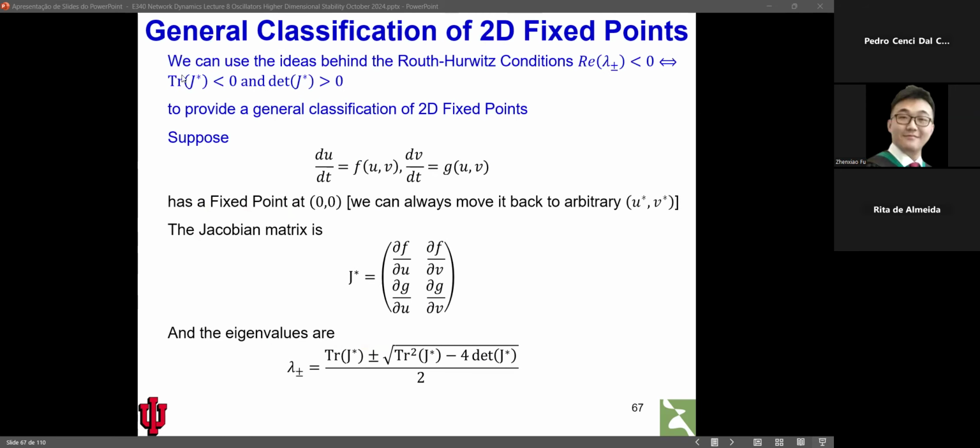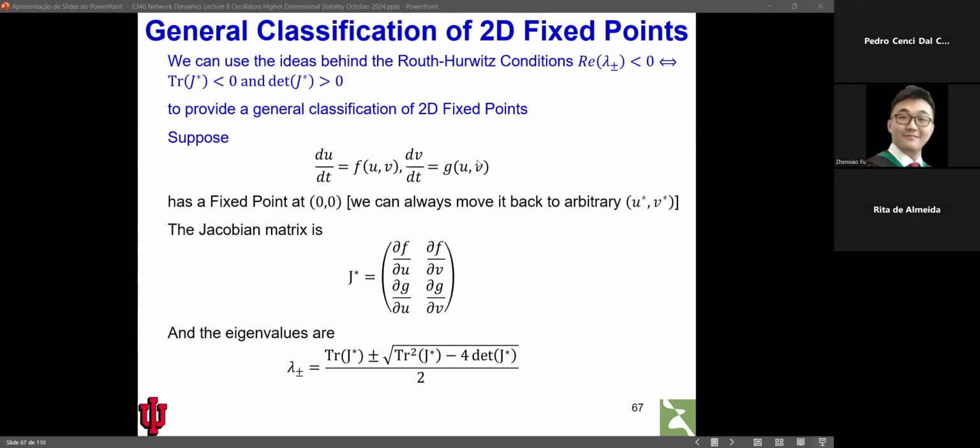We can use the ideas behind the Hurwitz condition, that this thing being less than 0 means these two conditions, to provide a general classification of 2D fixed points. Okay, so we want here a general classification, just as we had before for the one-dimensional case. We are looking for the two-dimensional classification.